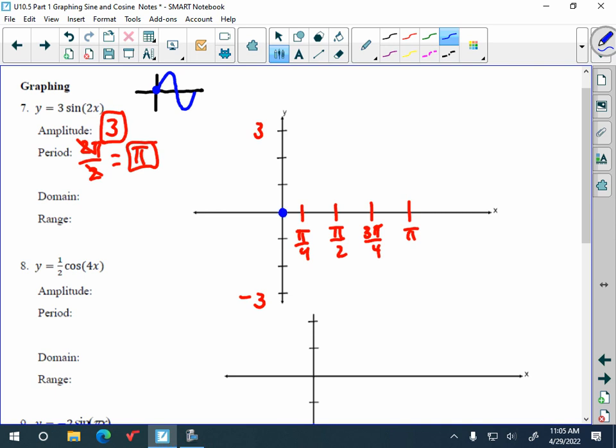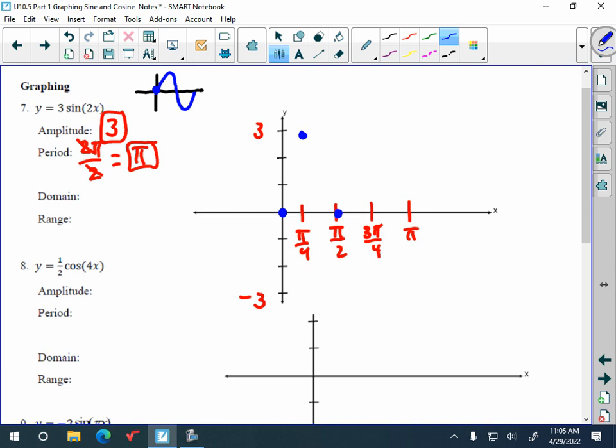All right, so the first point is at 0, 0. Then we're going to start to go up. So we're going to go up to the highest point at 3, but we had to shift it over to the right 1 unit, which is pi over 4. All right, now we're going to start to come back down, and we're going to cross through that second tick mark value at pi over 2.